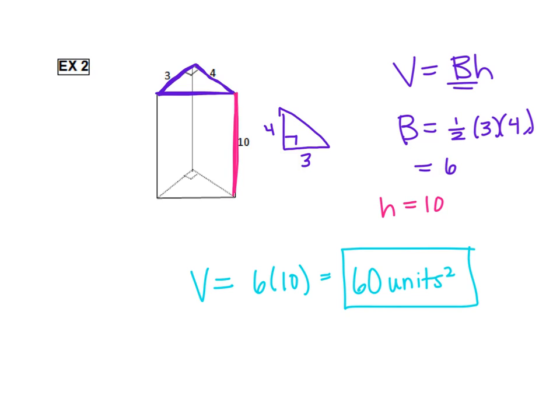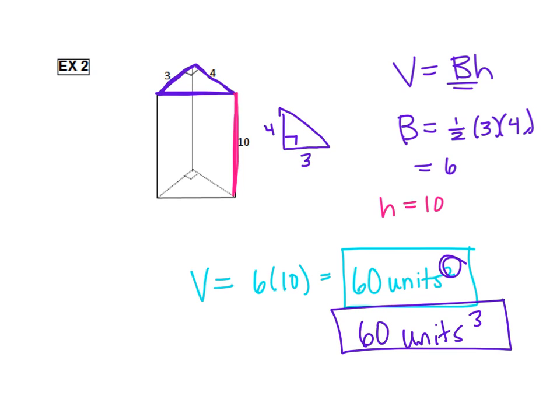Okay, so like on the last video, I had to come back just because, silly me, I left the wrong unit. So it's not units squared because it's volume, it's going to be units cubed. So 60 units cubed. So just be careful about your labels.